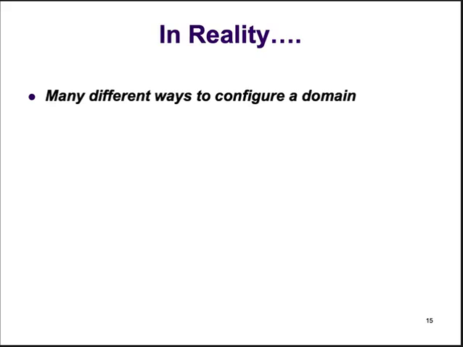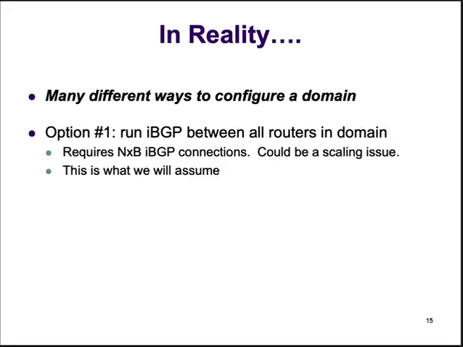Okay. So in reality, what I've described to you is one way of configuring how the intra-domain routing and BGP interact, or how they integrate. In practice, there are a few different ways to configure a domain, and different providers do it slightly differently. The one we've talked about, which is option 1 here, and this is what we're assuming in this class, is that a border router runs IBGP sessions to all the other routers in its domain, both interior and border routers.